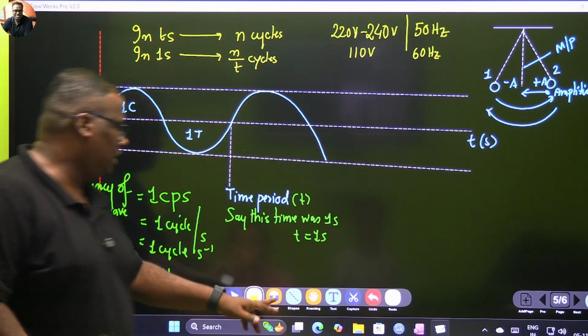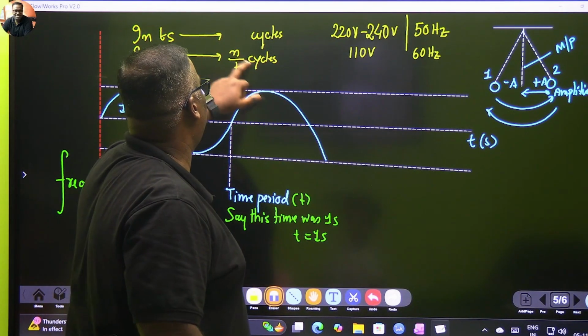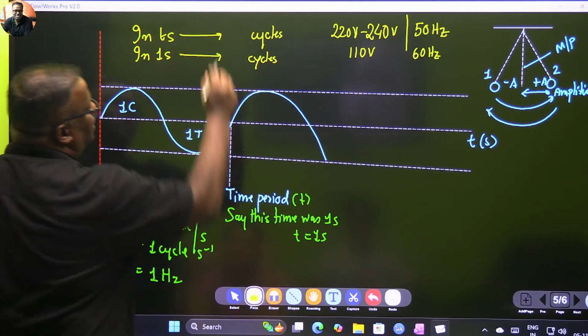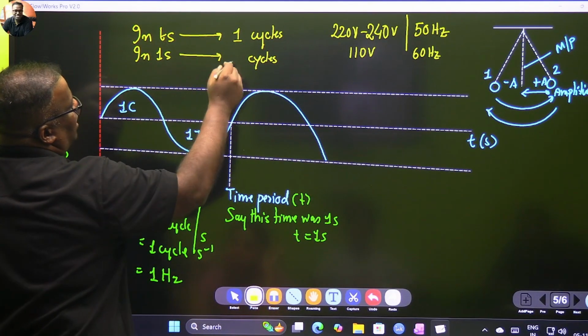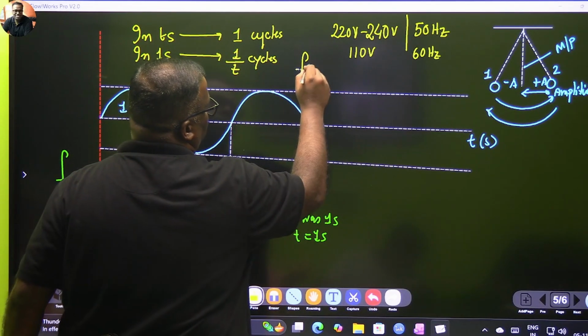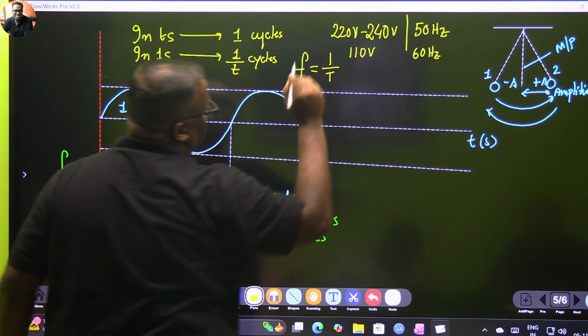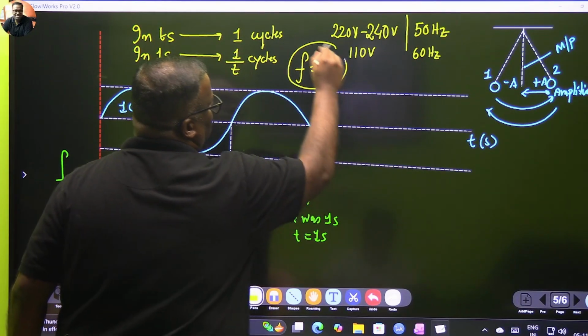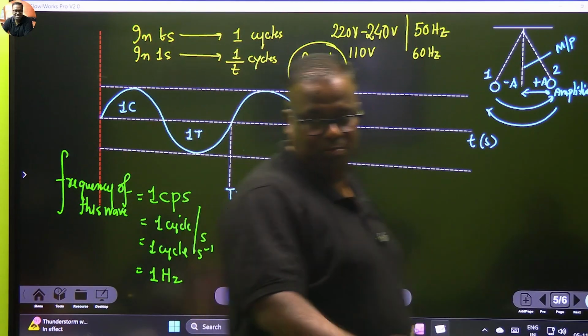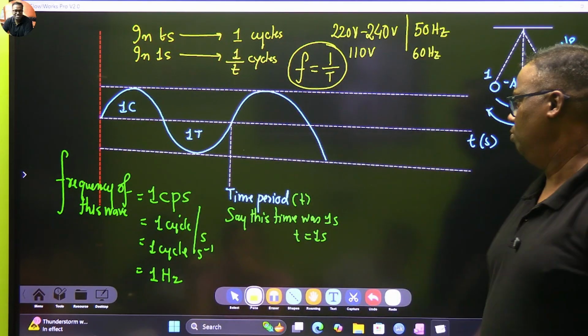Now let's put our realistic thing. In our example, how much did we make in T seconds? 1, correct? We are making 1 cycle. So in 1 second, you are making 1 upon T, which tells you that frequency is related to time period as 1 upon T. This is a very interesting find. Frequency is 1 upon T. आपको विश्वास नहीं होता है, चलिए.